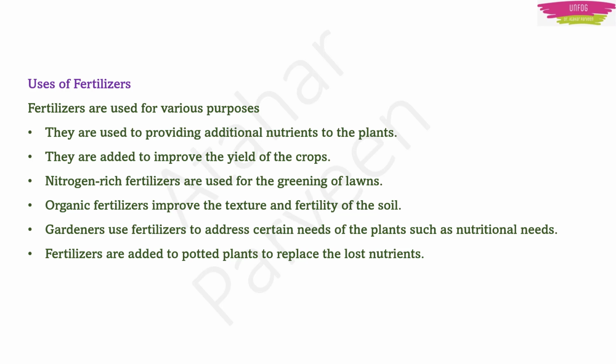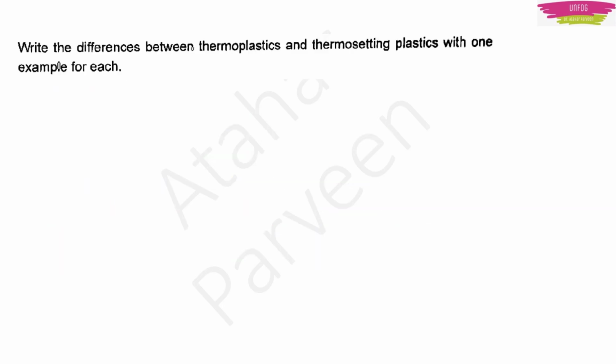They are used to provide additional nutrients to plants. Then they are added to improve the yield of the crops. Nitrogen rich fertilizers are used for greening of lawns. Then organic fertilizers improve the texture and fertility of the soil. Then gardeners use fertilizers to address certain needs of the plants such as nutritional needs. Then we add fertilizers to potted plants also, right? To replace the lost nutrients in those plants.